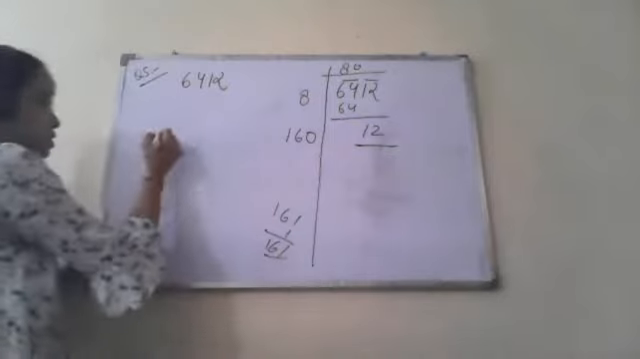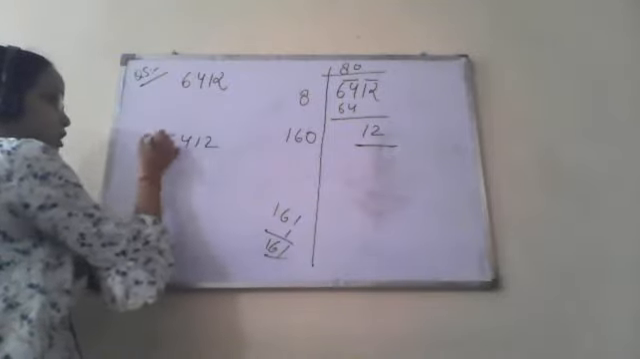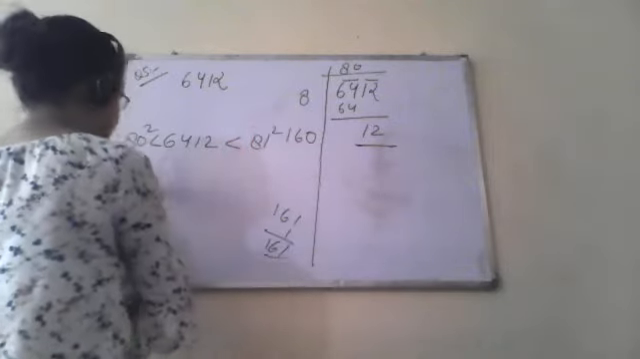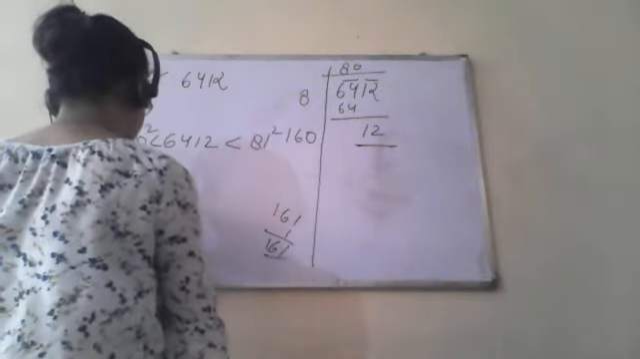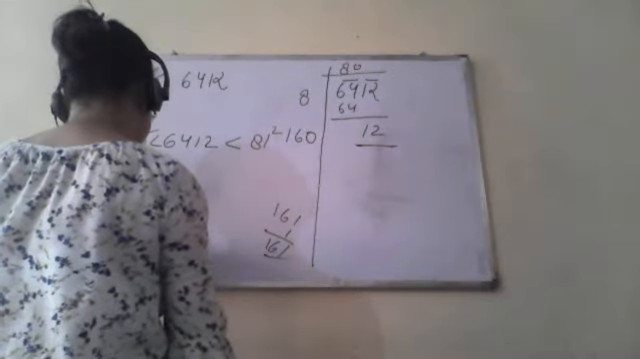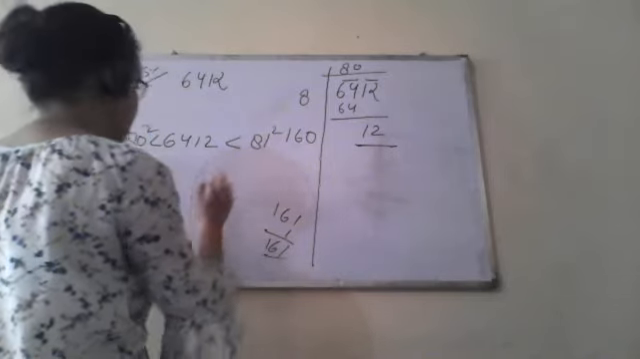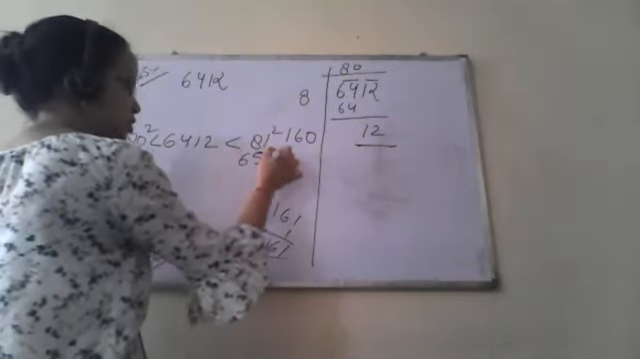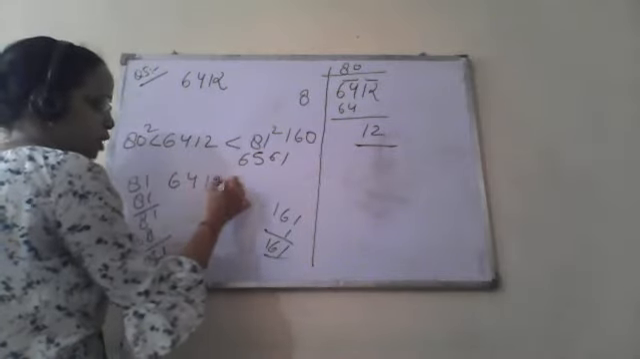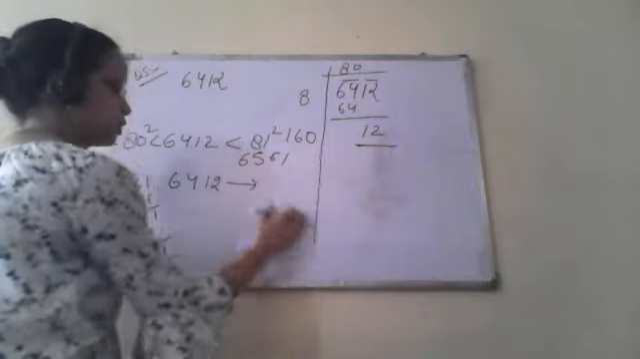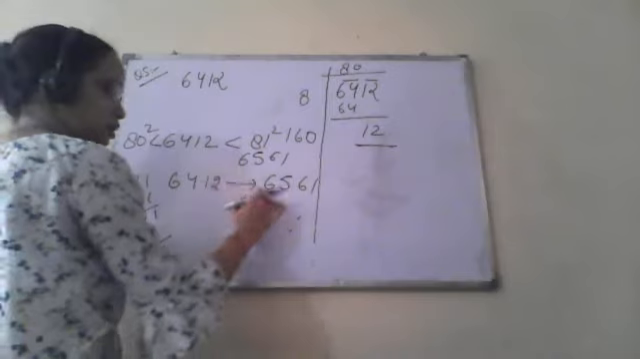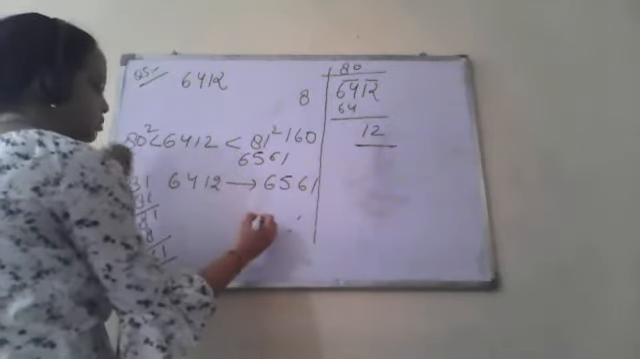So what we can say, this 6412 is greater than square of 80 and it is less than square of 81. Square of 81 is 6561. So we have our number 6412 and the next perfect square number is 6561. So what is the number to be added? We just get the difference of these two.